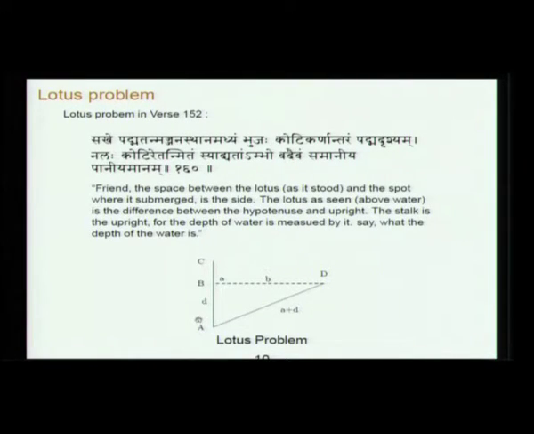So, the lotus as seen above water is the difference between the hypotenuse and the upright. The stalk is the upright, for the depth of water is measured by it. Say what the depth of the water is.